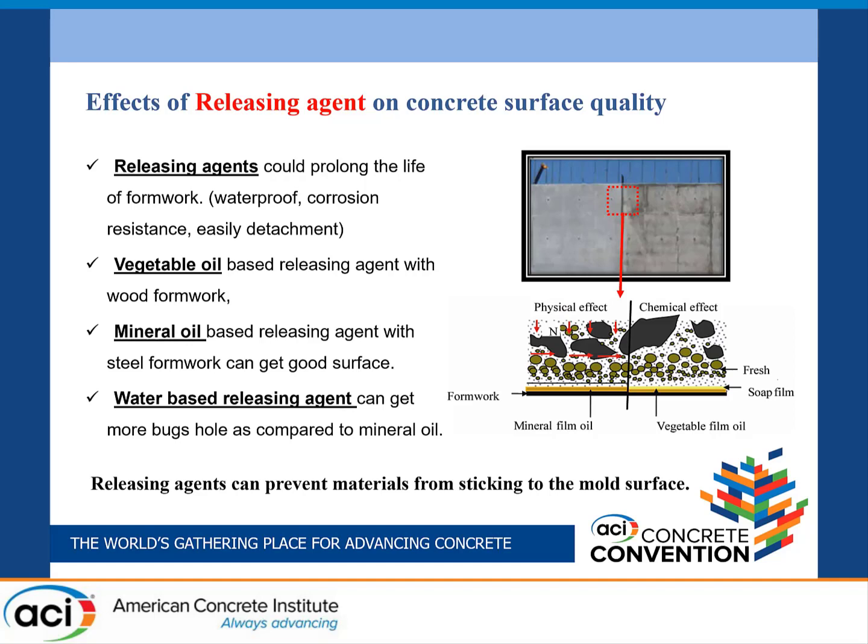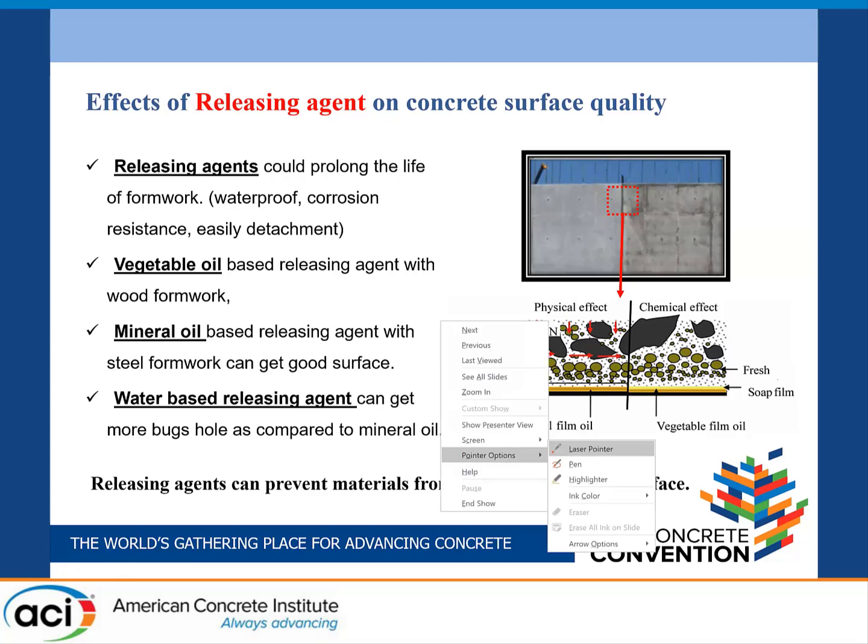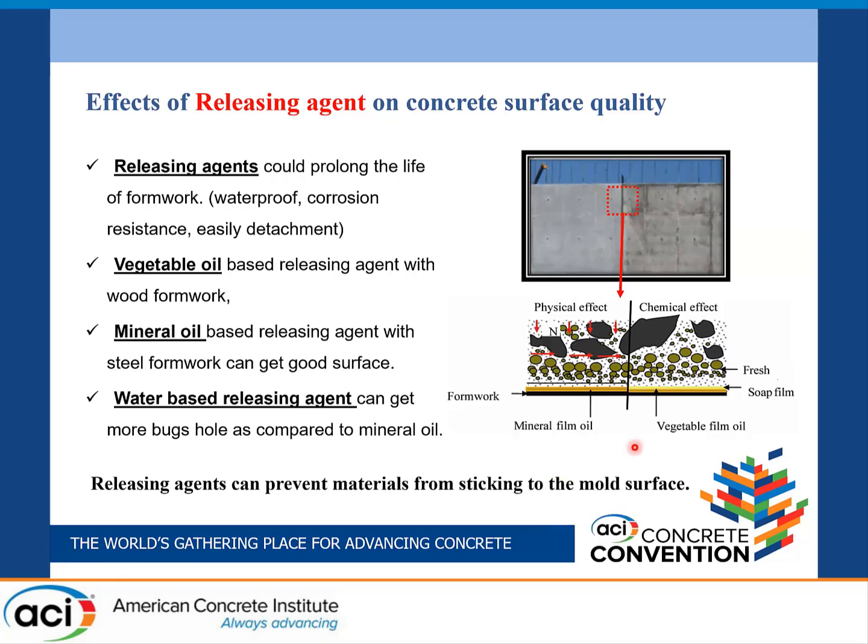Releasing agents are divided into three categories. The first is vegetable oil-based releasing agent, which is good for wood formwork. Mineral-based releasing agent with steel formwork can give a good surface. Water-based releasing agent can give more bug holes compared to mineral oil. Here is the diagram of the mechanism of how mineral-based and vegetable oil-based releasing agents work. A releasing agent prevents the material from sticking to the mold surface.